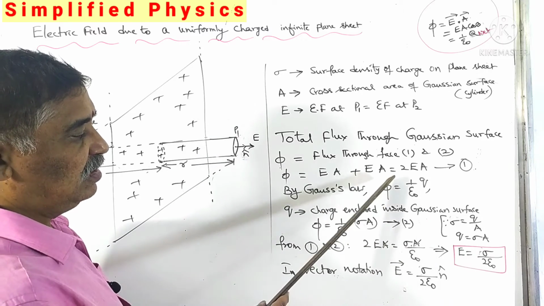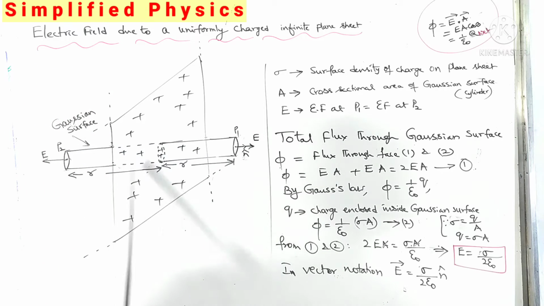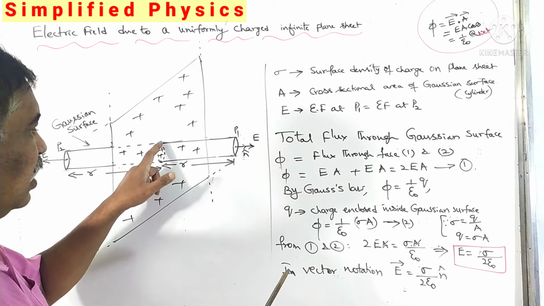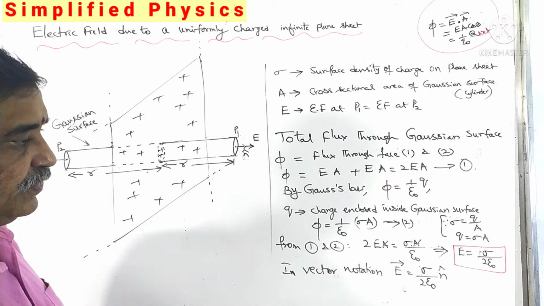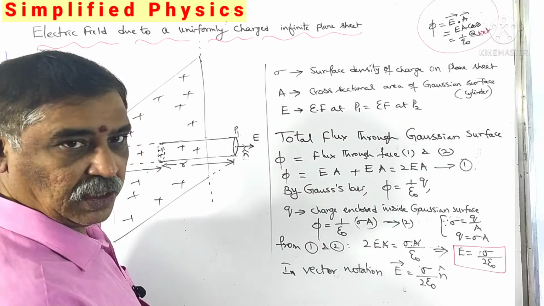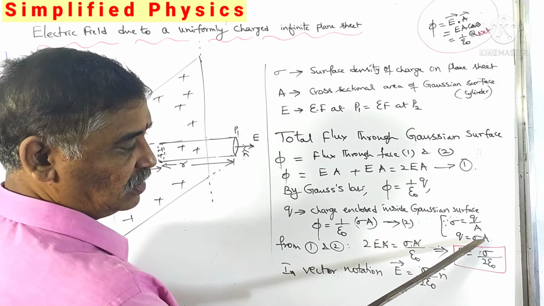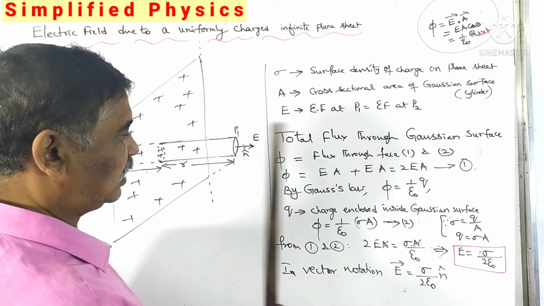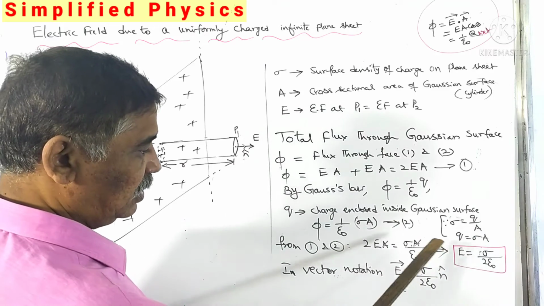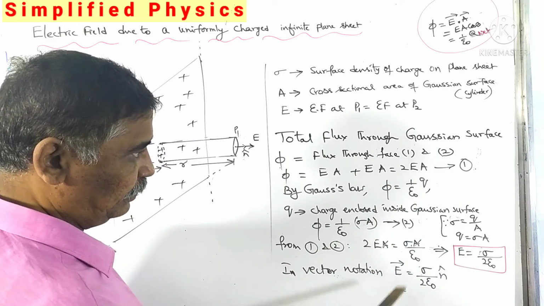By Gauss's law, phi is equal to 1 by epsilon naught times q. Here q is the charge enclosed within this Gaussian surface, and whatever charge is enclosed lies only in this part of the plane sheet. Surface density of charge, sigma, is equal to charge by area, so charge is equal to sigma into A, where A is the cross-sectional area of the cylindrical Gaussian surface. If I replace q by sigma A, I get equation 2.